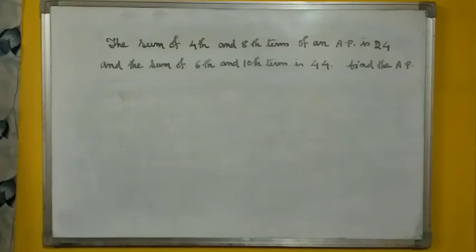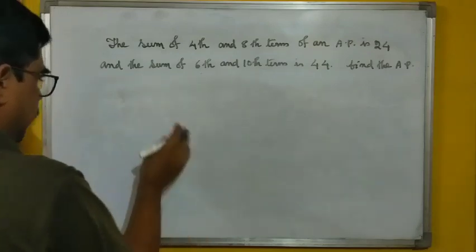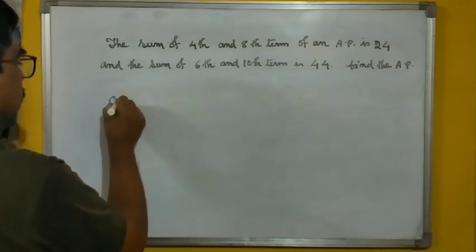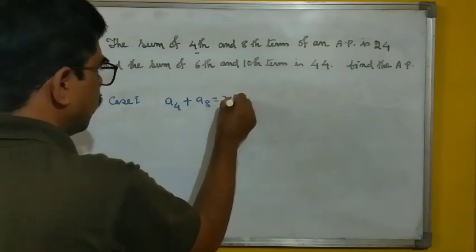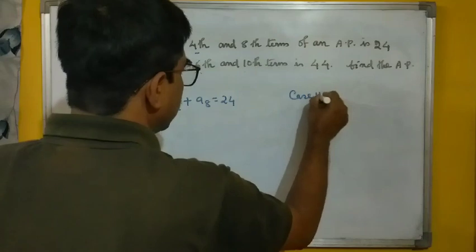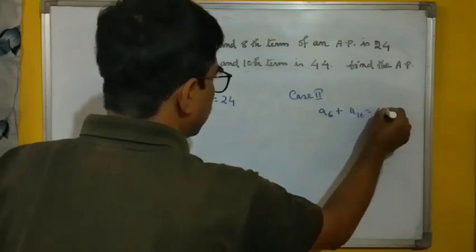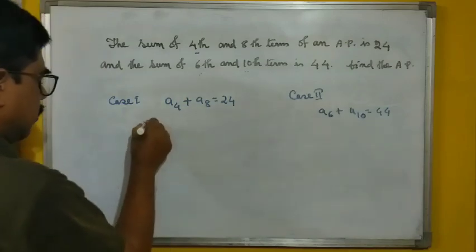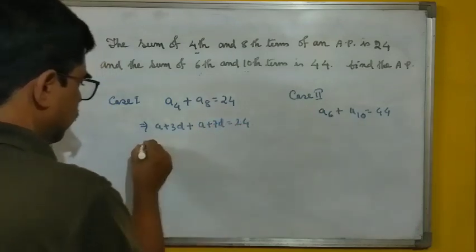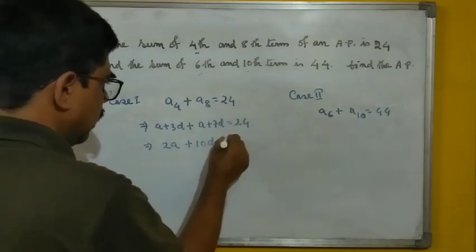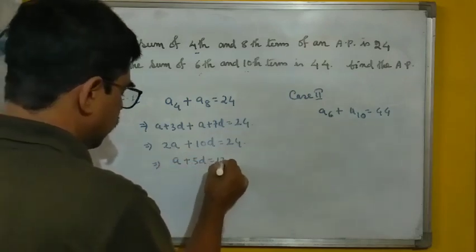Okay, the next sum: the sum of the 4th and 8th term of an AP is 24, and the sum of the 6th and 10th term is 44. I make the equations and after that you can finish it. Case 1: the sum of the 4th term and 8th term is 24. Case 2: the sum of the 6th term and 10th term is 44. So the 4th term is A plus 3D and the 8th term is A plus 7D, equal to 24. So it's twice A plus 10D equal to 24. Cancel it, and we get A plus 5D equal to 12.